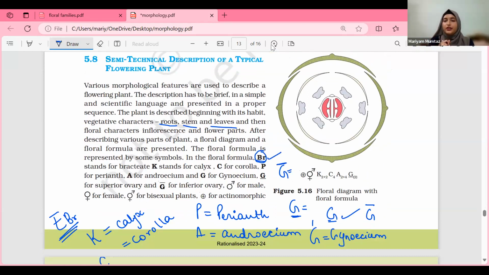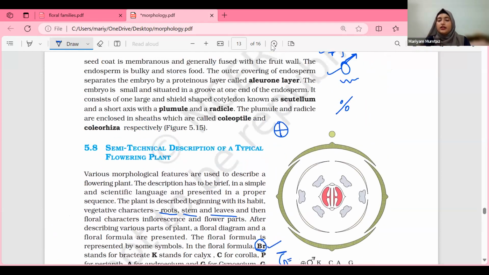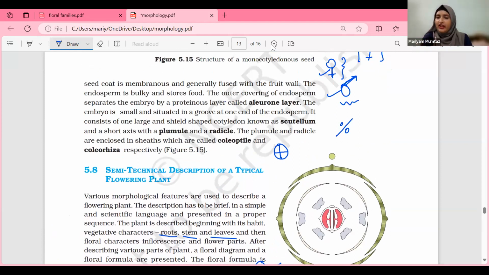Okay, another thing that you need to know is, is there any flower which has only one calyx or one corolla? Only one? Is there any flower like that?